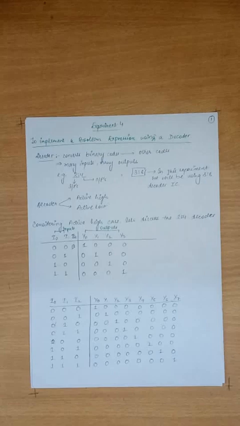Now we are going to do experiment number 4, whose aim is to implement a Boolean expression using a decoder. But before starting further, we should know what is a decoder.